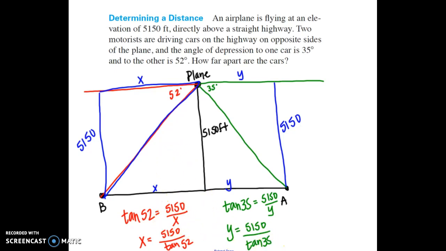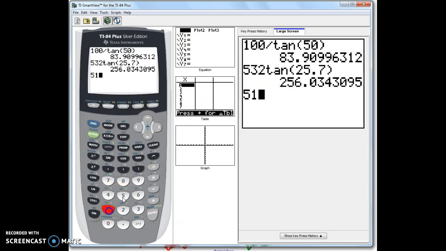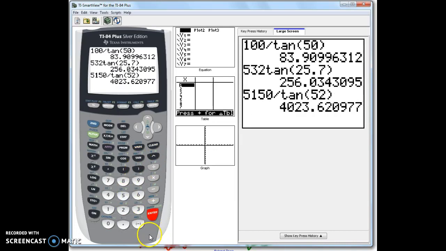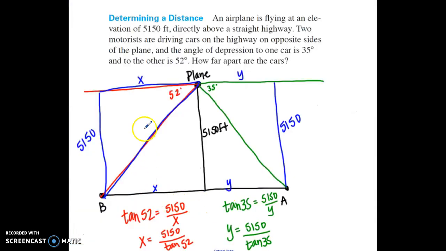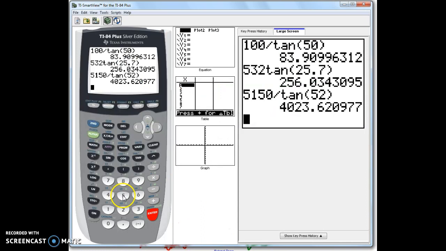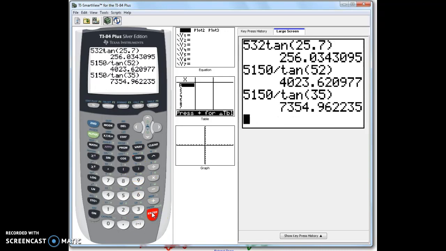So 5,150 divided by the tangent of 52, this is going to give us x. So 4,023.62. And then for y, 5,150 divided by the tangent of 35. And for that, we get 7,354.96. That's going to be y.